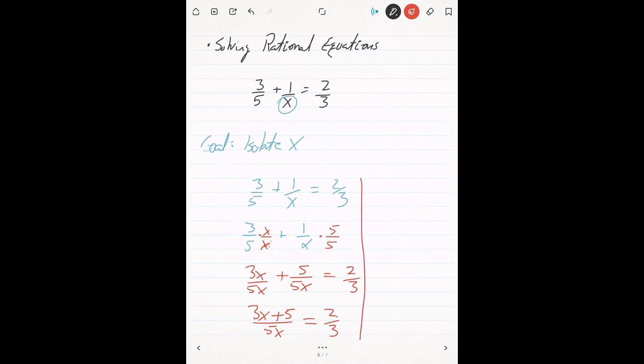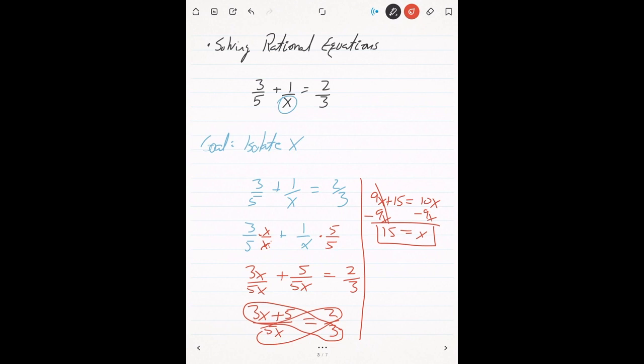We could multiply both sides by a 5x and both sides by a 3. So we would end up with 9x plus 15 equaling 10x. That's the idea of cross multiplying here, or really all we did was we just multiplied each side by the denominator of the other. So we can subtract 9x from both sides. We end up with 15 equaling x.